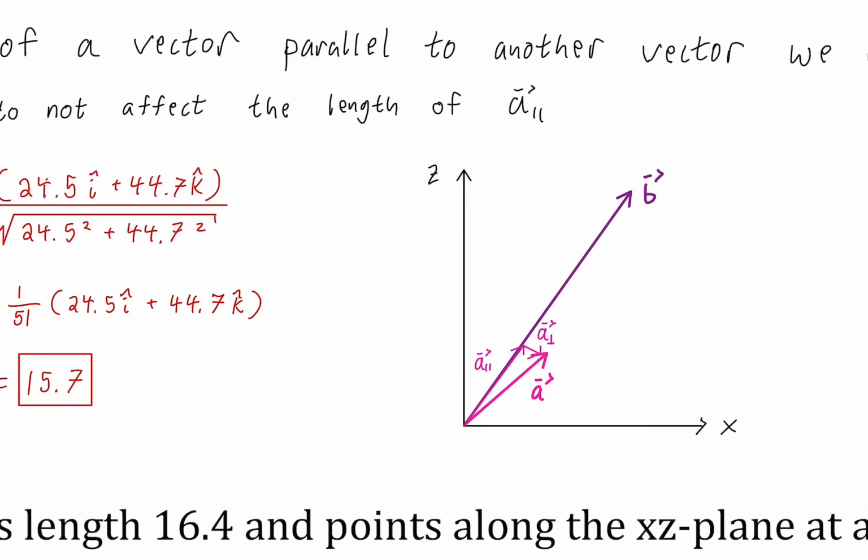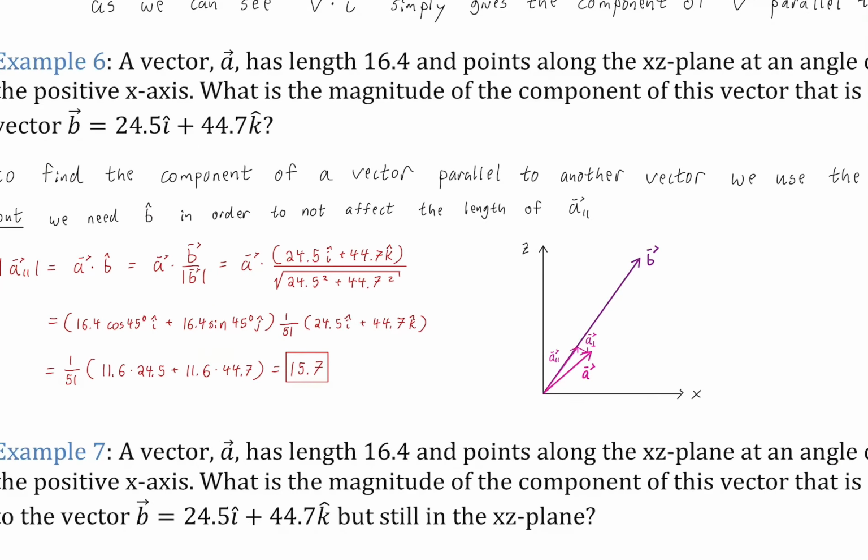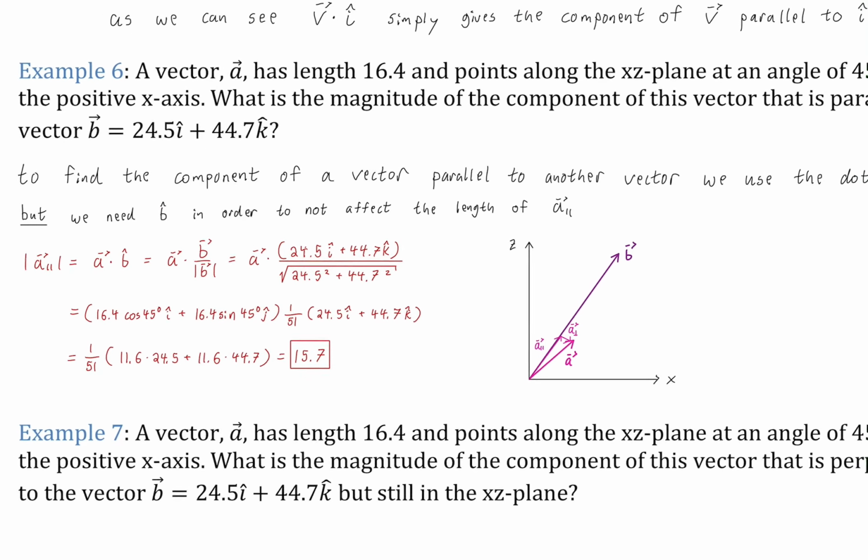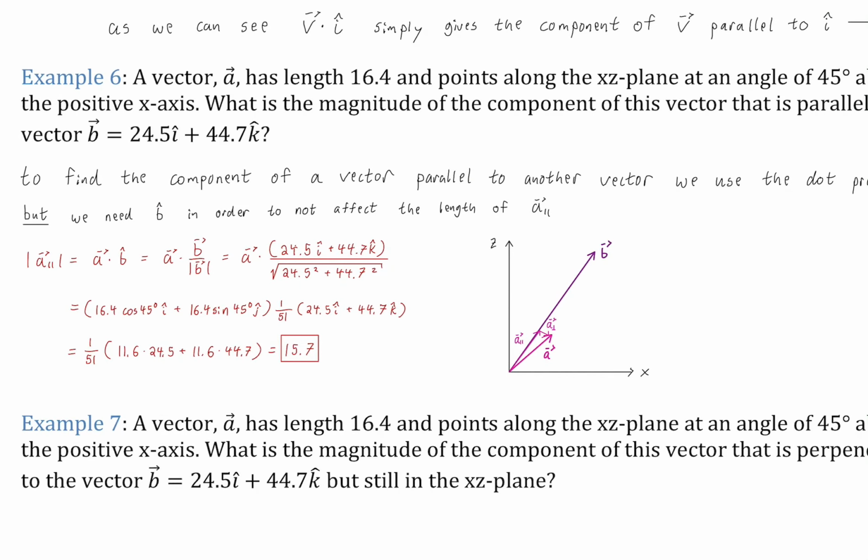But the way I did that was with the dot product, which is actually a very, very fast way of doing it. Are there other ways? Could you just do it with brute force geometry? Sure. But using the dot product is actually a really nice way of finding this component.